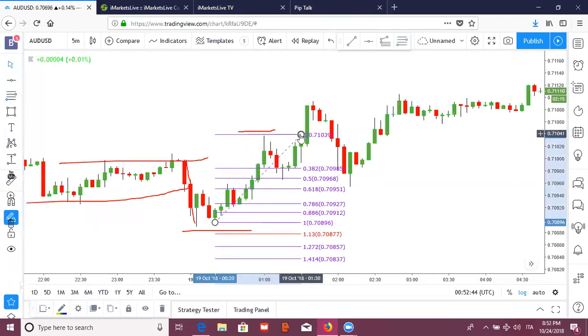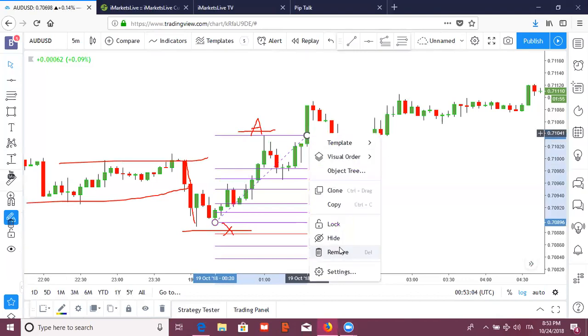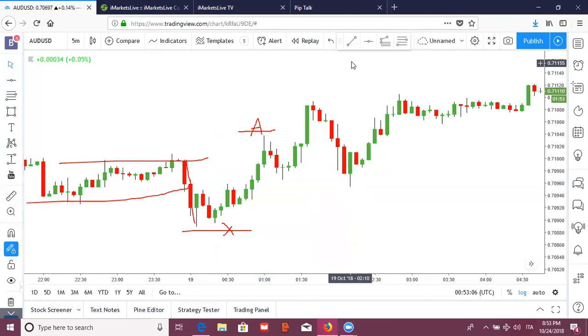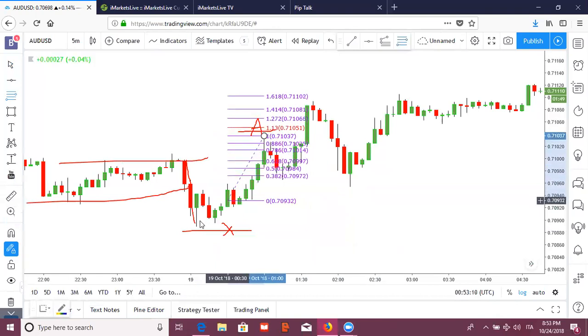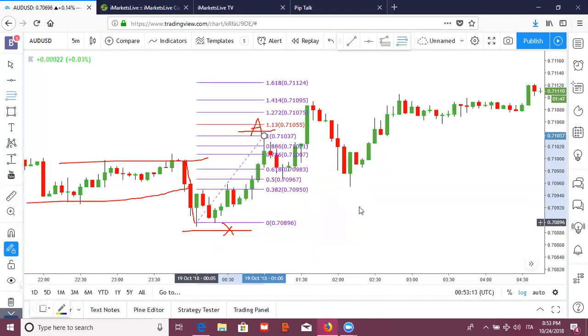And I like to get surgical. I like to have it directly on top of the wick. I go wick to wick, so from X to A. So let me go ahead and label this my X, label this my A, level of support to level of resistance. And now what I'm looking for is price to give me a push to the upside for a 1272 touch to a 1414. Let me extend this out just a little bit.